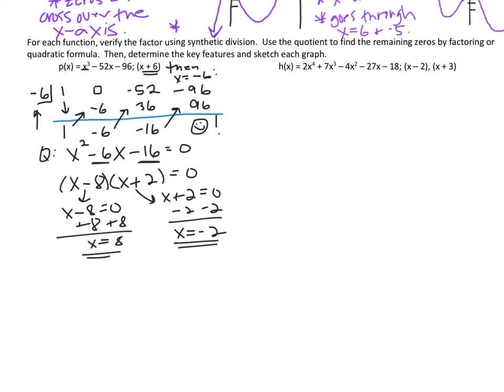All right, what I'd like you to do right now is determine the key features and sketch the graph, and that will be your assignment for the Google Meet tomorrow. The key features are the end behavior, we already know the zeros with their multiplicities, the y-intercept, and then see if you can sketch the graph. Tomorrow we'll finish the lesson with the h of x equation.